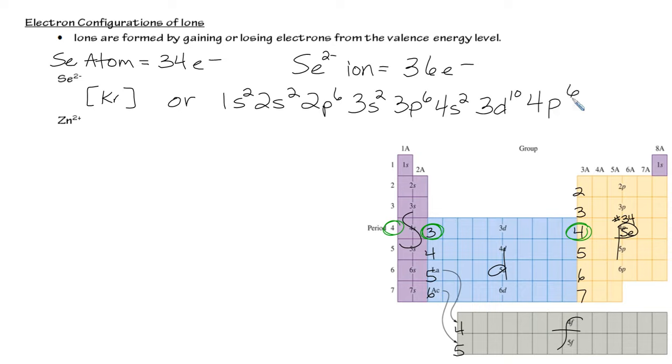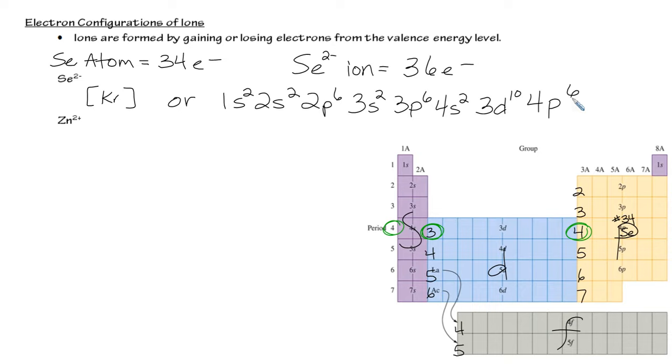4p, I'm going all the way across 6 for the selenium ion. If it was just the selenium atom, it would end 4p4. But the selenium ion will gain 2 electrons, and I should have 36 total. So humor yourself and mark up that periodic table, because so often people will forget that you're back to the 4p, and they'll write 3p. Oh, wait a second, you already filled the 3p.